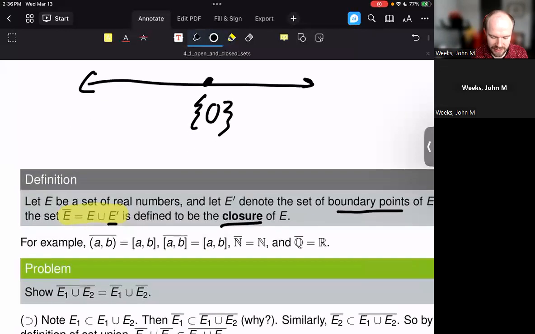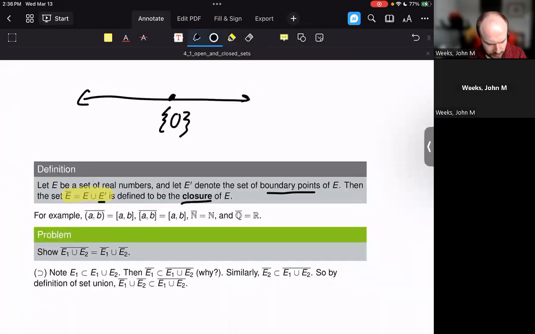So notice here that the closure of the open interval is the closed interval, and that the closure of these closed sets happen to be themselves. In fact, we'll say and show at some point in a homework exercise that the closure of a closed set is closed. In fact, it's itself. And then finally, the closure of the rational numbers is the real numbers.